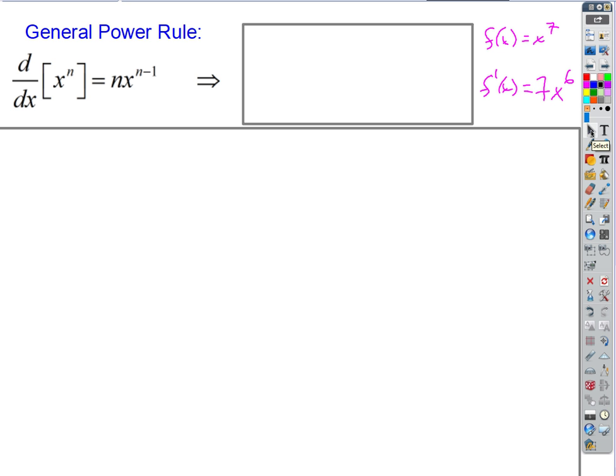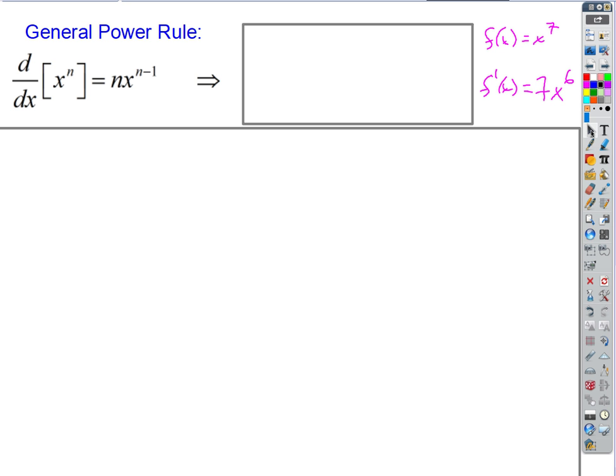And it works for everything. It works for constants too, right? The derivative of 7 would be the derivative of 7 times x to the 0. So if I pull that exponent out front, what do we get? 0, right? So it works all the way down the line.